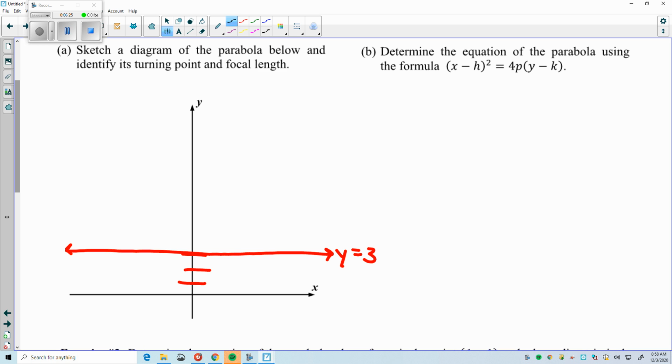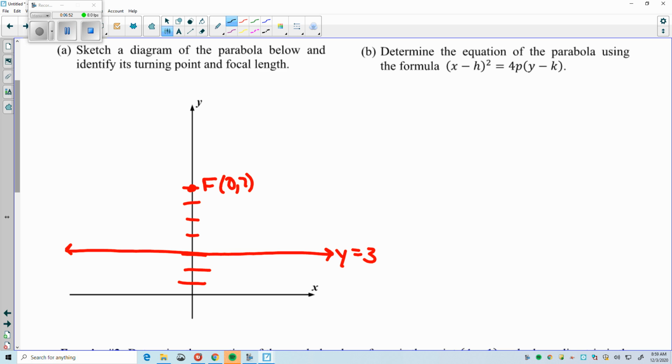Okay, they've also given us the focus, which is at 0, 7. So there's 3, 4, 5, 6, 7. So at this point here, I'm going to label that F for focus, and I know that that's at the coordinate 0, 7. Okay, so something to keep in mind, your parabola will always open up away from the directrix. It should never intersect it. Okay, so that means I know that my parabola has to be pointing up.